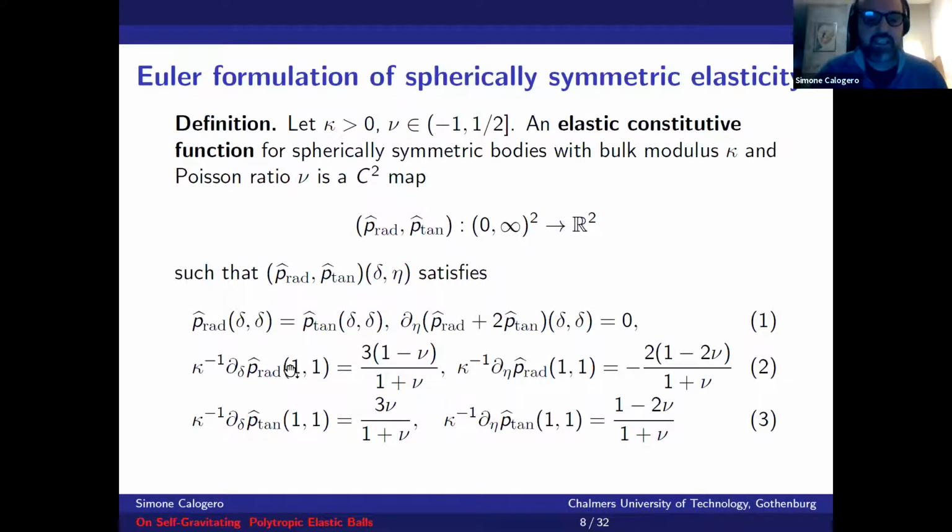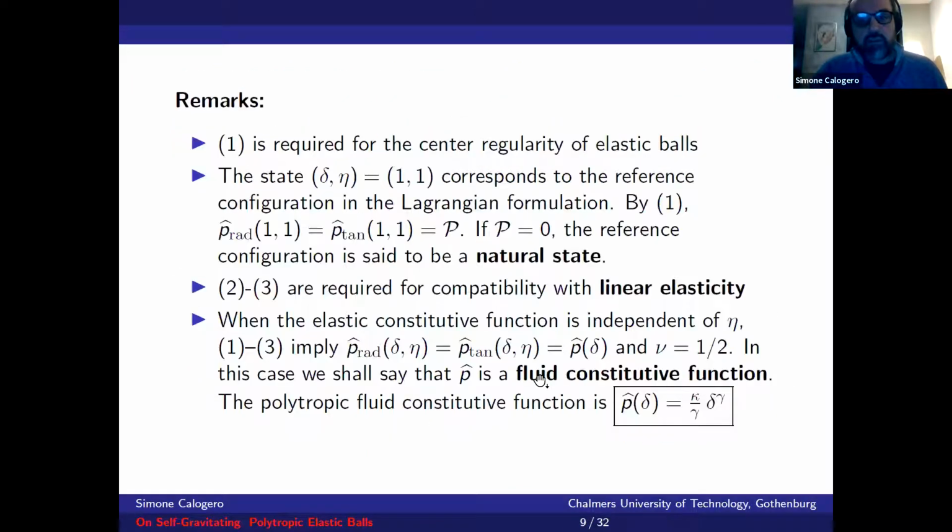This state 1, 1 corresponds in this formulation to the reference state in the Lagrangian formulation. So when I take small deformation around the reference state, then linear elasticity should apply. This is the meaning of these equations 2 and 3. And this is also what I write here in this remark.